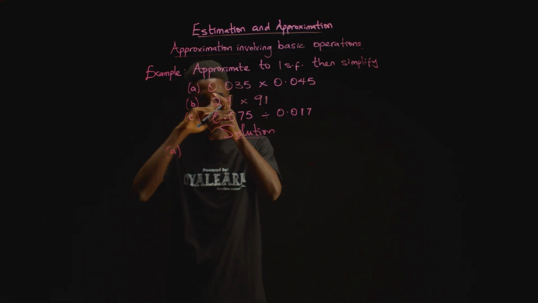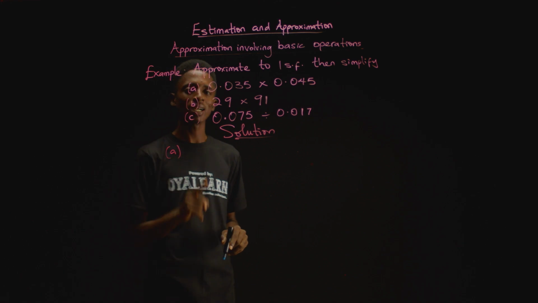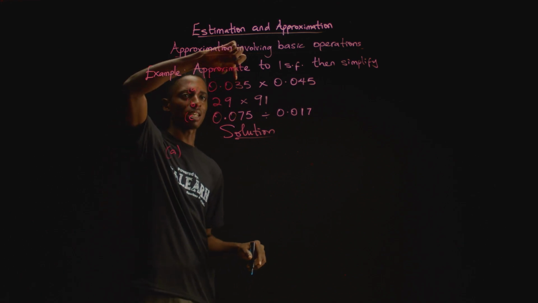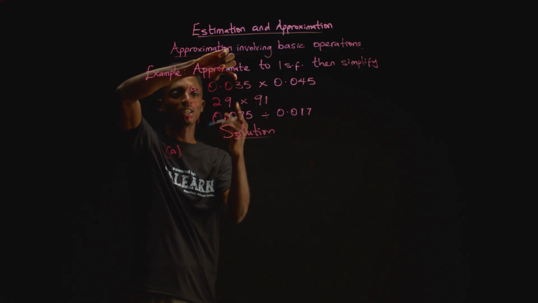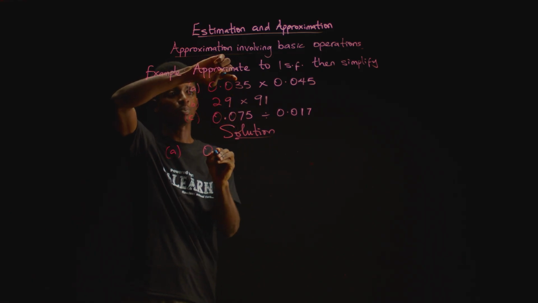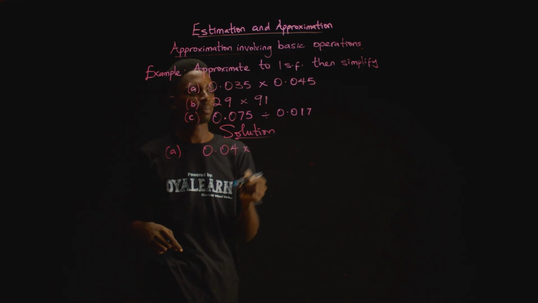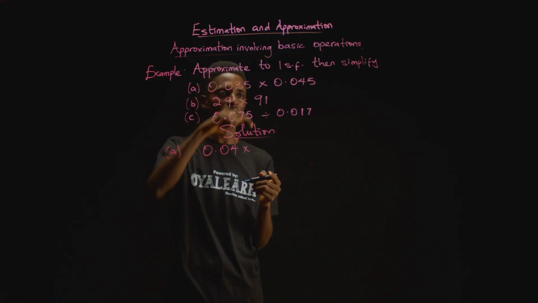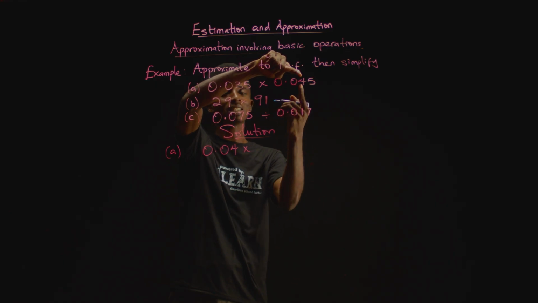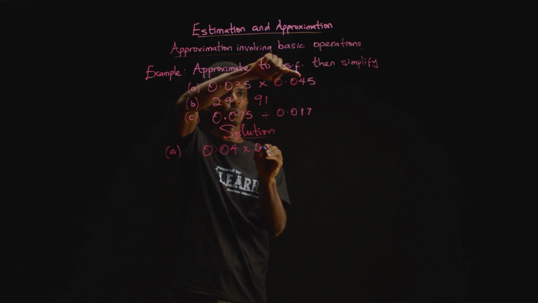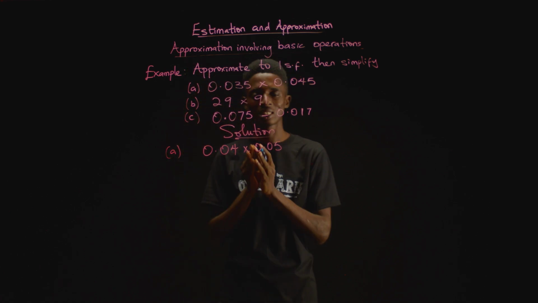A. We have 0.035. Let's approximate that to one significant figure, meaning we have to identify the first non-zero, and the first non-zero is 3. Then we round off. The next digit after 3 is 5, which implies that we increase this digit by 1. So we'll have 0.04 multiplied by 0.045. In this case, the first non-zero is 4, and the next digit to it is 5, which implies that we'll round up. So we increase this by 1 as well, and then we have 0.05.